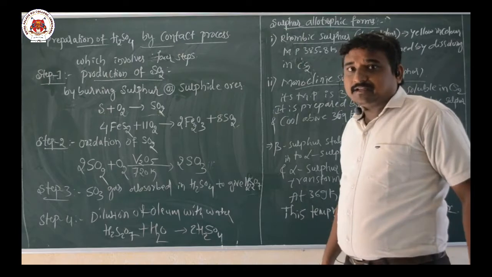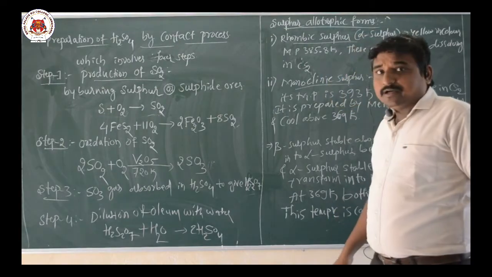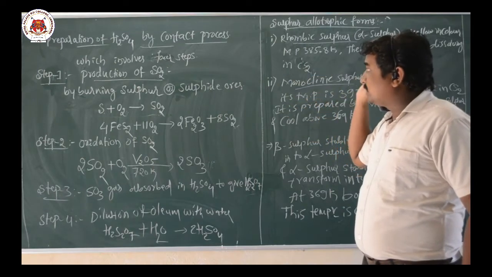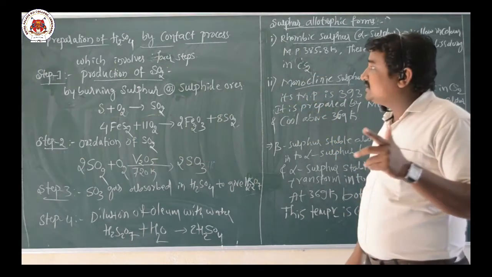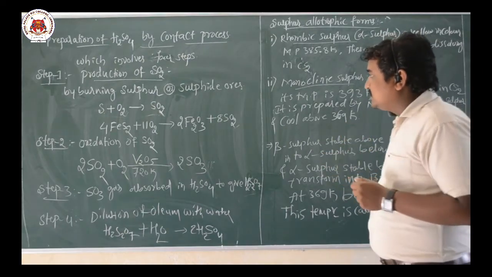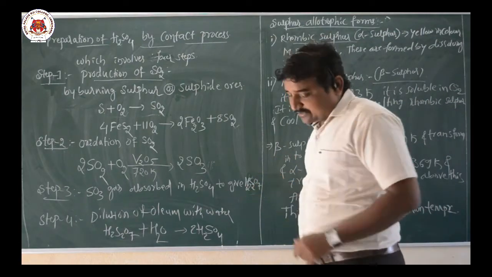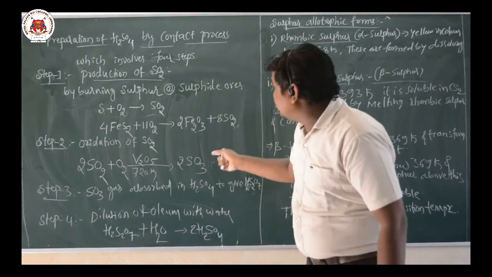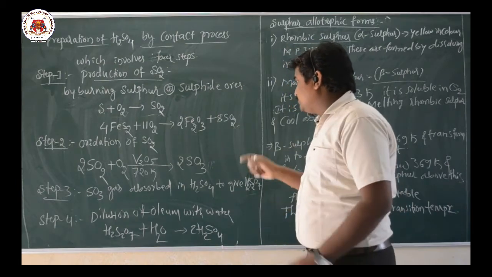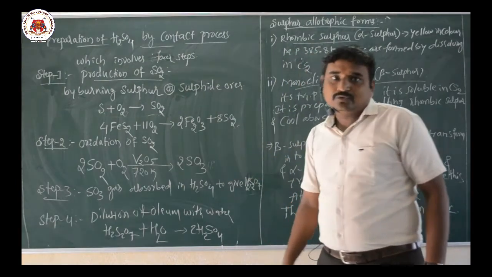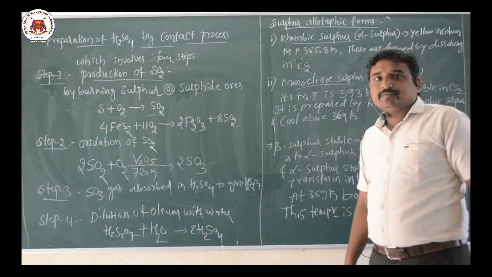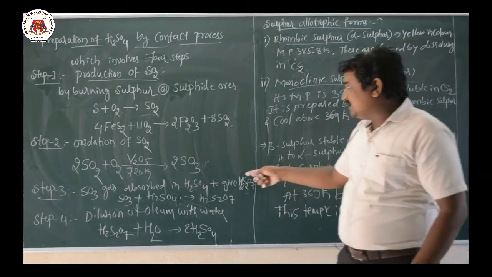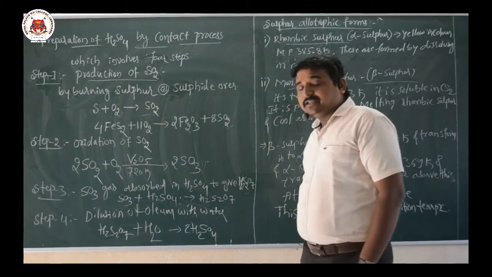H2SO4 by contact process. Now to continue, the preparation of H2SO4 by contact process involves 4 steps. One is production of SO2, the second is oxidation of SO2, with formation of SO3. And the third step is SO3 gas absorbed in H2SO4 to give H2S2O7. So this is oleum.